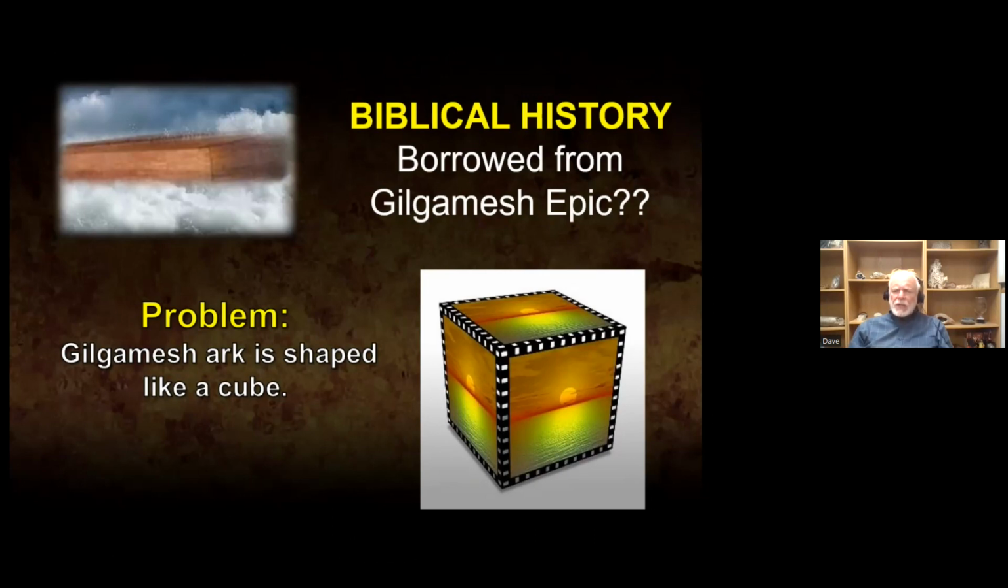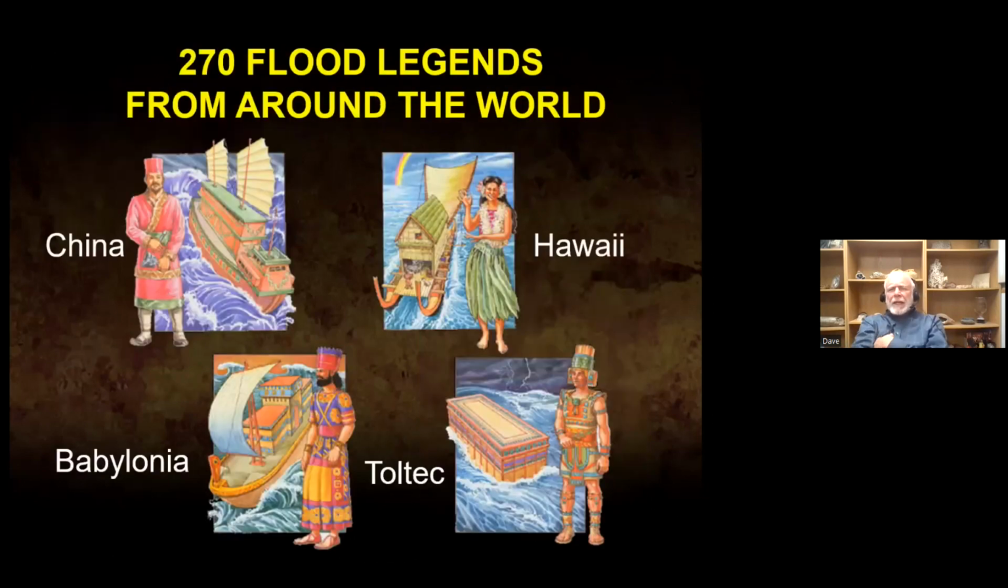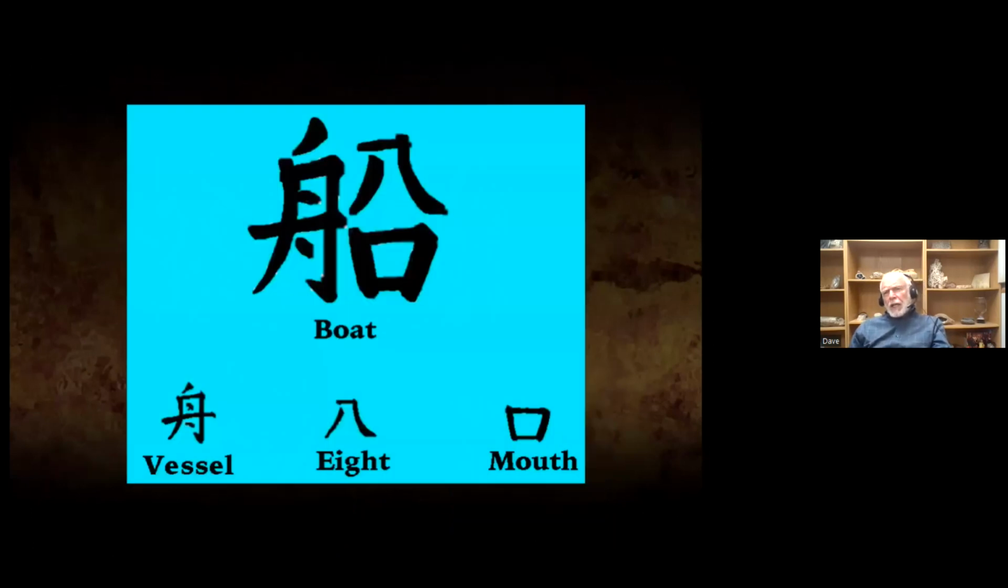But the thing is, there's something about Noah's account that stands up above all of the flood legends from around the world. Now, there are 270 flood legends, and they have boats of safety, people going on board, many of them having animals going on board. In fact, even in the ancient Chinese language, the word for boat happens to be made up of smaller pictures: 8 mouths in a vessel. How did they get that for a boat? How many people were on board Noah's Ark, according to God's word? Turns out 8 in the vessel.